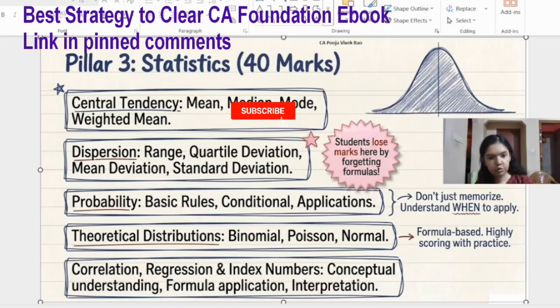Now let's discuss what should be the strategy for statistics. This contributes another 40 marks. This section can also be a game changer if you prepare properly.